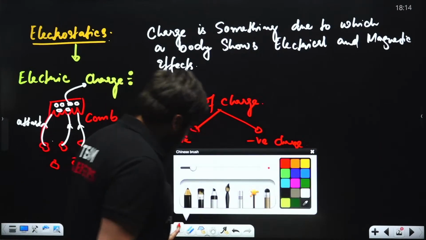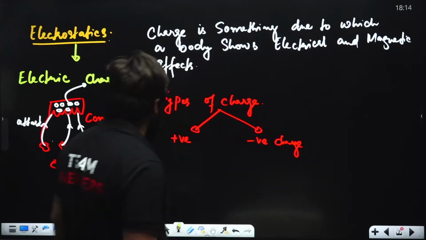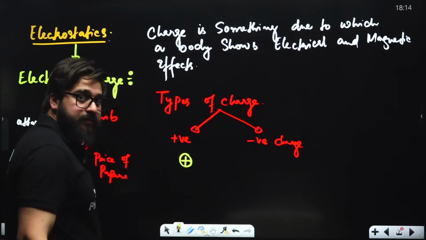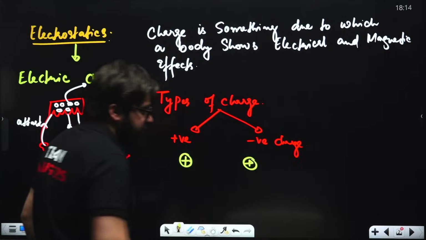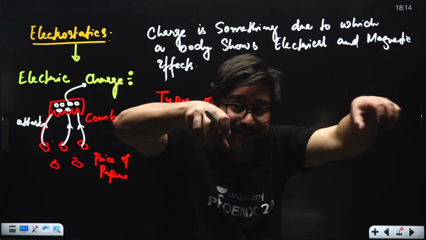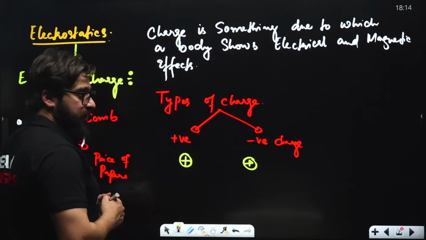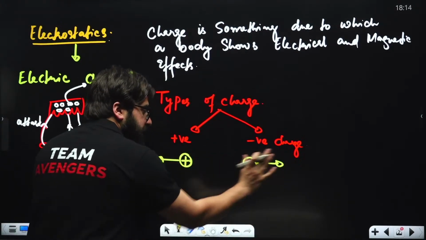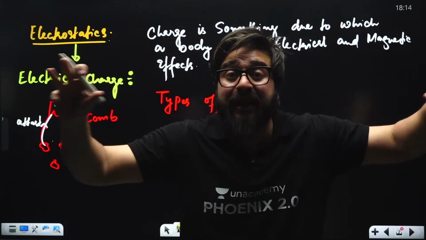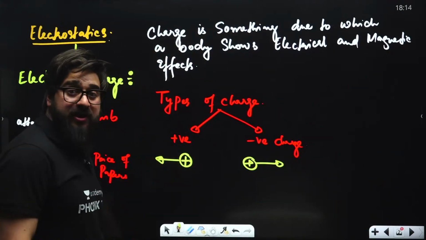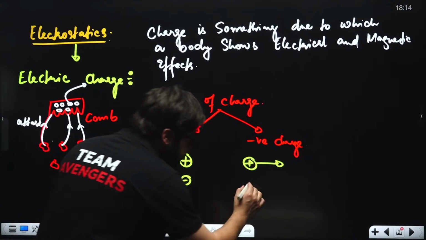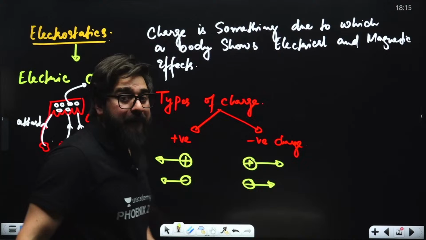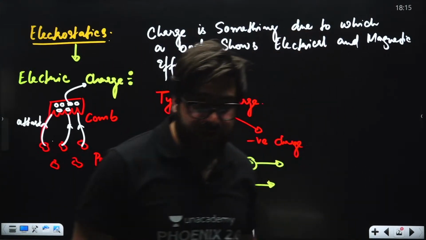Now, my dear friends, let's suppose I place a positive charge over here, and I place one more positive charge over here. Remember, if you place two positive charges close to each other, they will repel each other. So this will repel this and this will repel this. So we say like charges repel each other. Even if you place a negative charge and another negative charge, they will also repel each other.